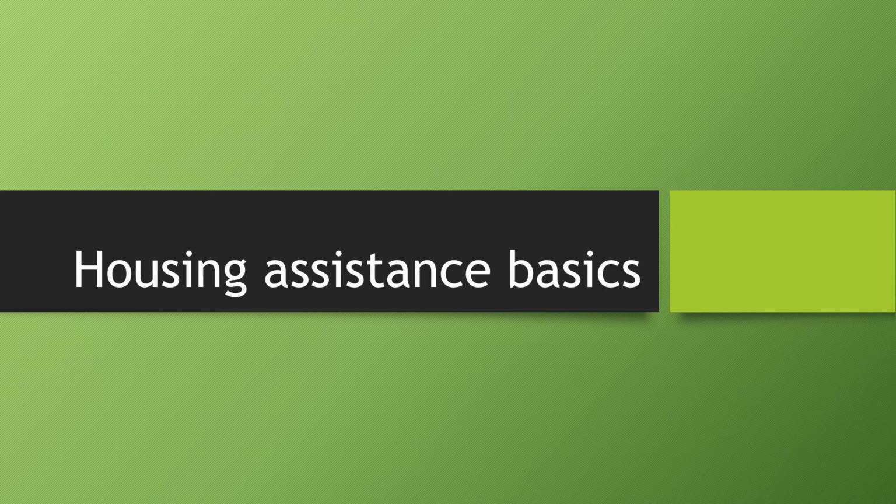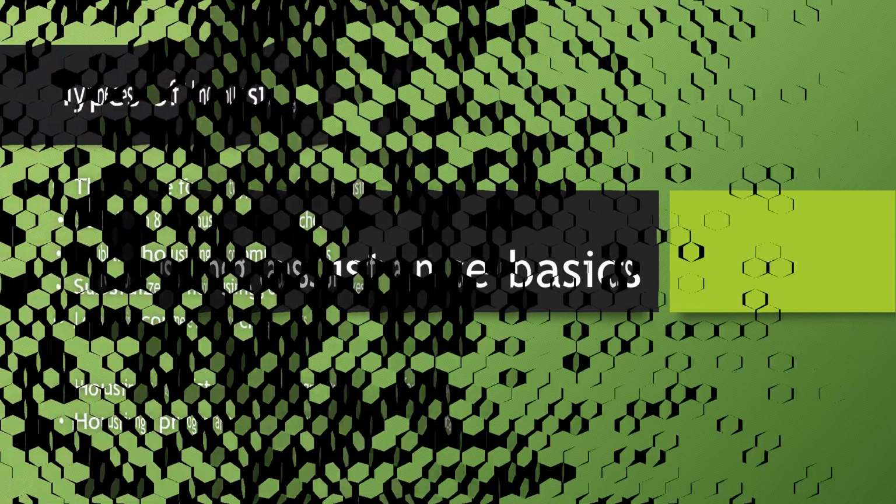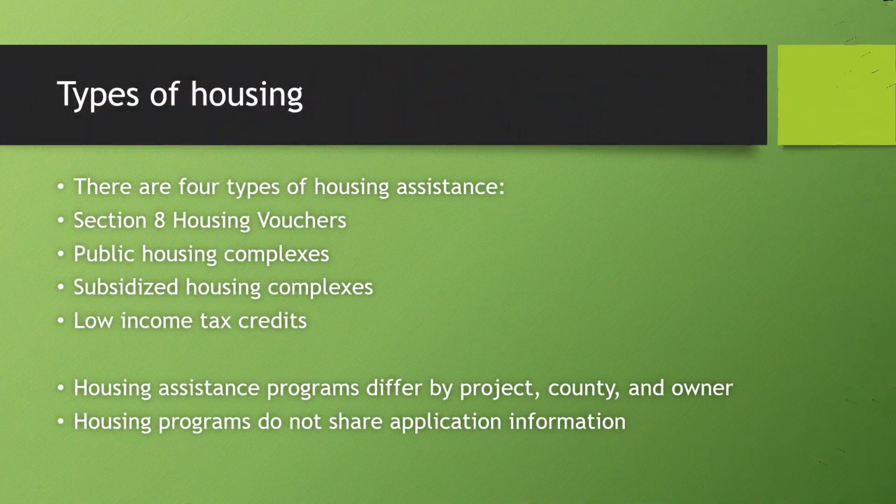This video is about the housing assistance types and the basics, the housing assistance types within the state of North Dakota. There are 4 different types of housing assistance: Section 8 housing vouchers, public housing complexes, subsidized housing complexes, and low-income tax credit properties. The housing assistance programs may differ by project, county, and owner.